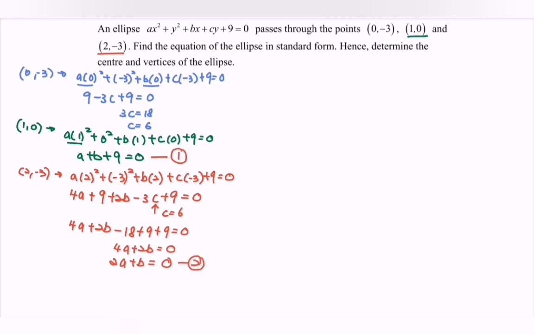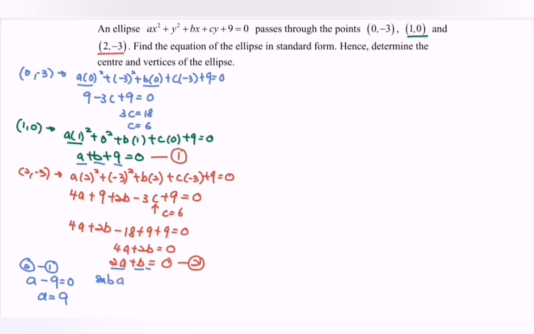Next is to eliminate the b. So continue. The second equation minus the first equation. So 2a minus a, so we have a. b minus b, we have 0. Then 0 minus this one, we have -9 equals 0. So a will be equal to 9.